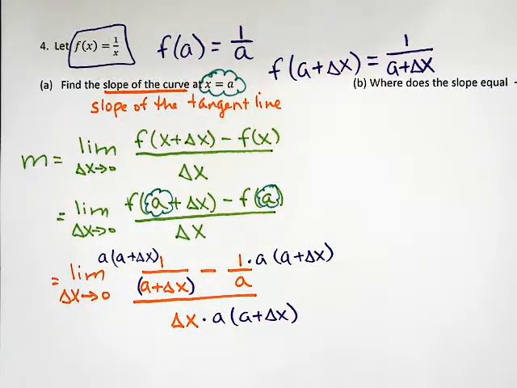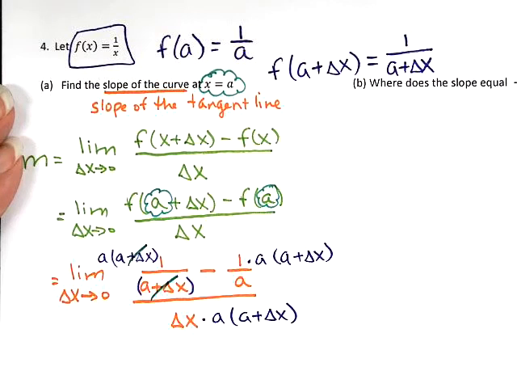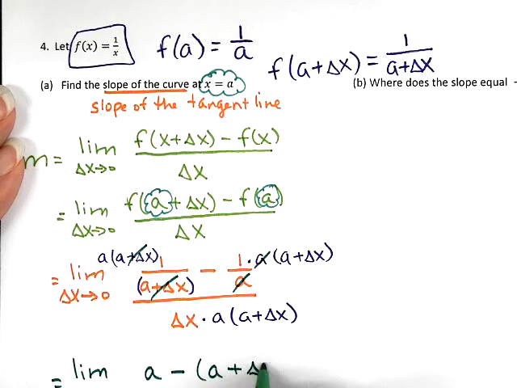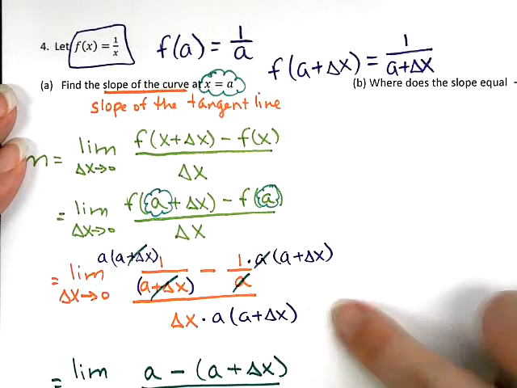All right, that LCD gets multiplied on the top of all my pieces there. And we luck out because we get some stuff to cancel. So here, those cancel each other, and here, my a's cancel each other. So now I have the limit as delta x approaches 0 of a minus a plus delta x all over delta x times a plus delta x. Notice the denominator didn't change.